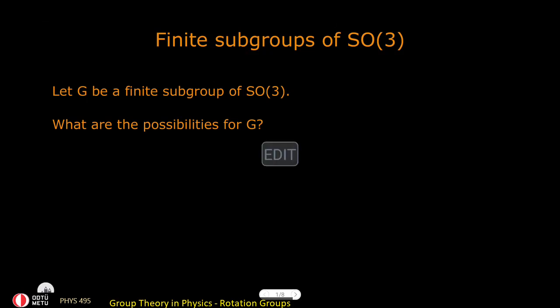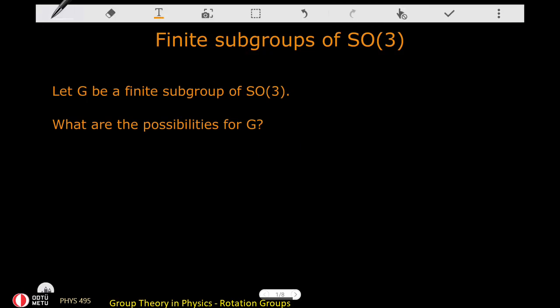Now we are in a position to say something about all the finite subgroups of SO3. So the question is something like this. We have a group G, which is a subgroup of SO3, but it is finite, so the order of the group is a finite number. And the question is, what are the possibilities? What can we expect for the possible groups in there?